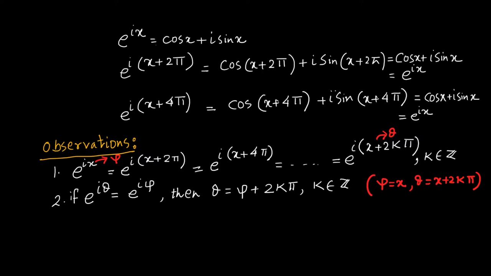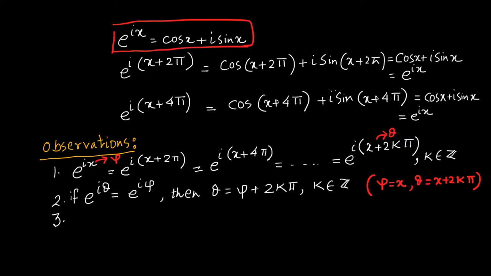Now if we consider some particular value of x in this formula, we know that e to the power ix is equal to cos x plus i sine x. So for some particular values of x, we will get certain very important values of this exponential function.